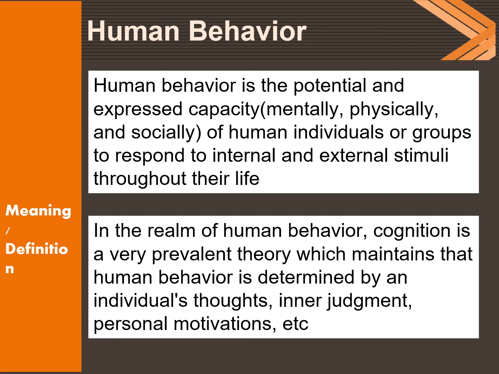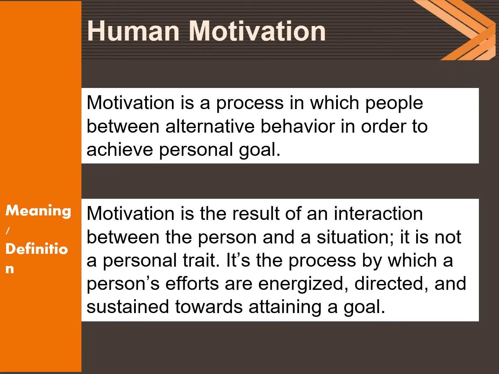So human behavior is defined as the potential and expressed capacity of human individuals or groups to respond to internal and external stimuli throughout their life. In the realm of human behavior, cognition is a very prevalent theory which maintains that human behavior is determined by individual thoughts, inner judgment, personal motivations, and motivation is a process in which people choose between alternative behaviors in order to achieve personal goals. It is also the result of an interaction between the person and the situation.